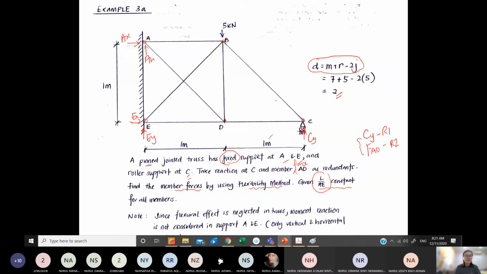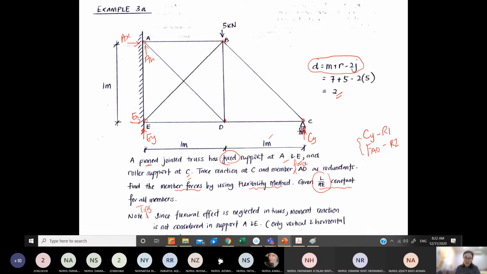Probably the A is also different in between these members, and probably the E, but normally the E will be constant for a system, a very small system like this. So we need to know that this L over AE will not be put in your tabular form later, because L over AE is constant for all members.